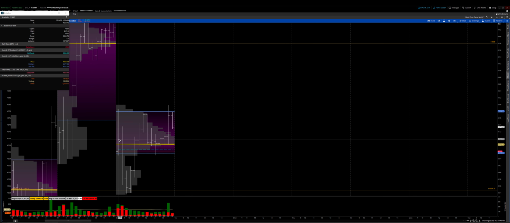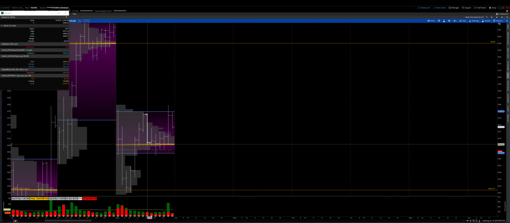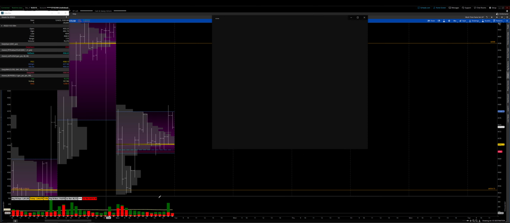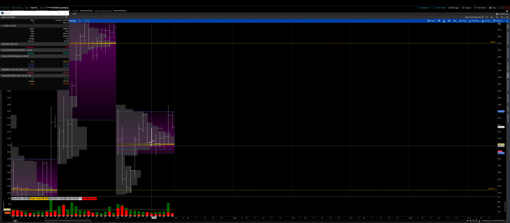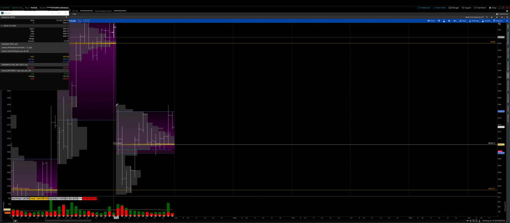Whole lot of chop. We end up 10 wide at 68.25. Feel like I've said that before. 68.25 is going to be the 10 wide point of control.